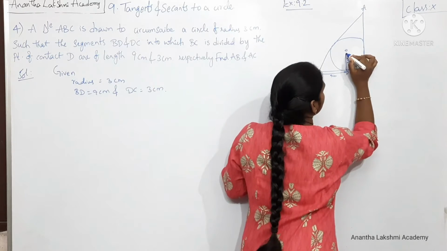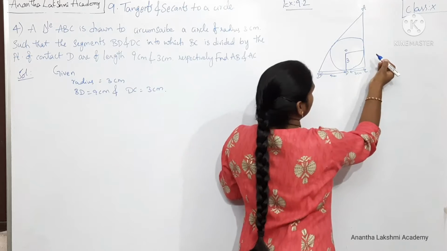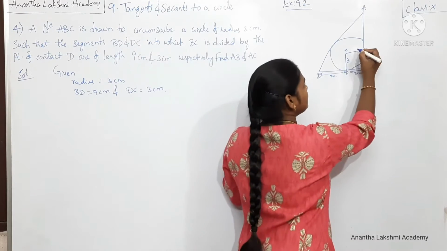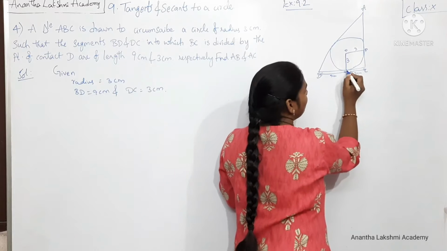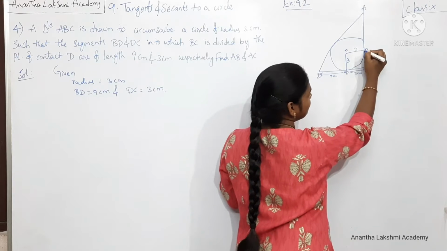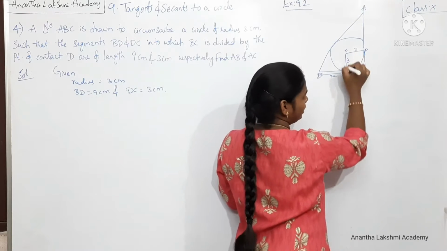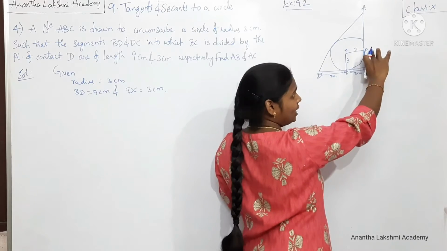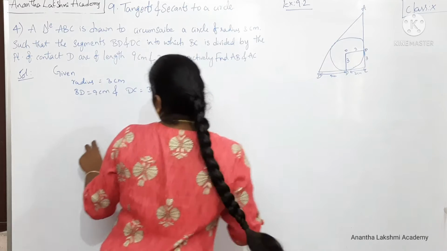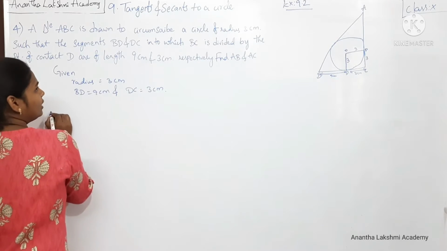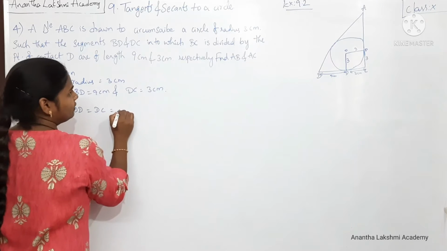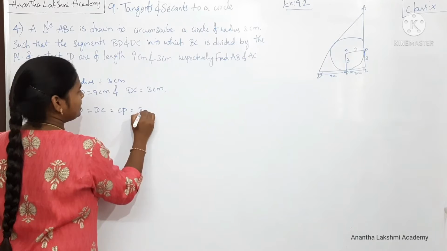So here if I join this, let me call it as a point P. What is this? This is also radius. If you look here, this is 3 centimeters, this is also 3 centimeters, and this will definitely be equal to 3 centimeters, as this is a line parallel to OD. Alright, so let us write OP is equal to OD is equal to DC is equal to CP is equal to 3 centimeters.